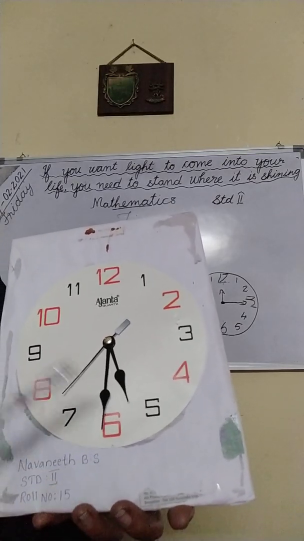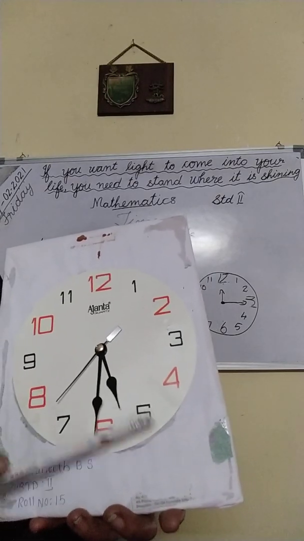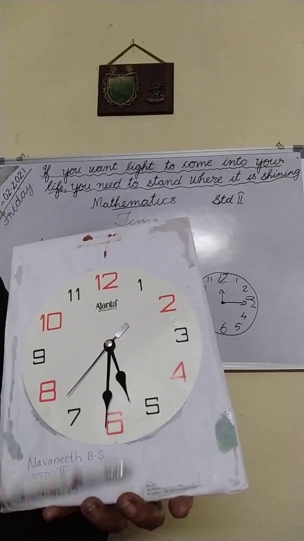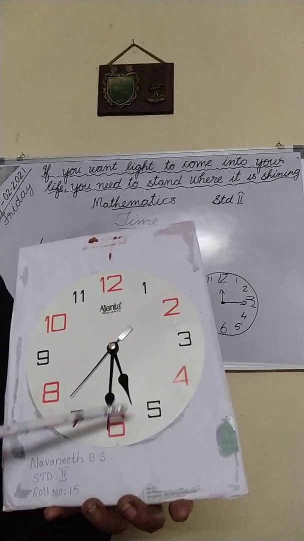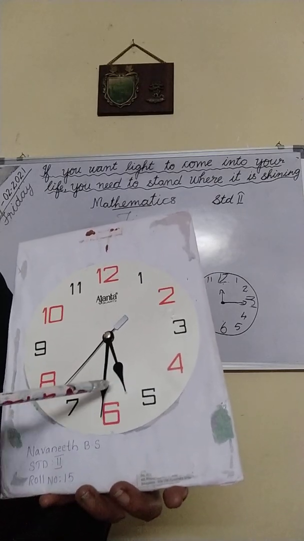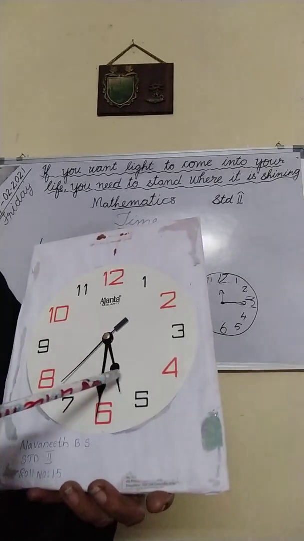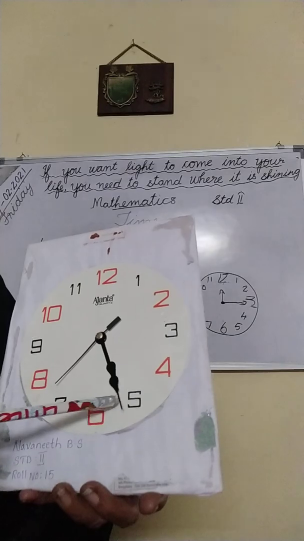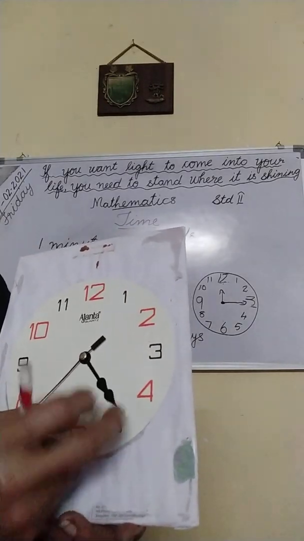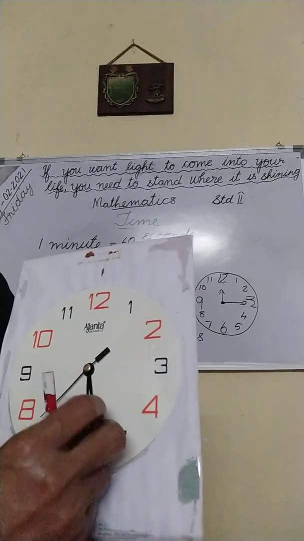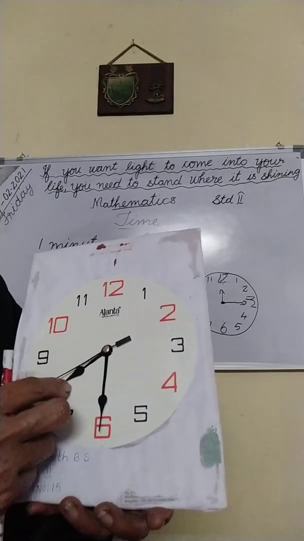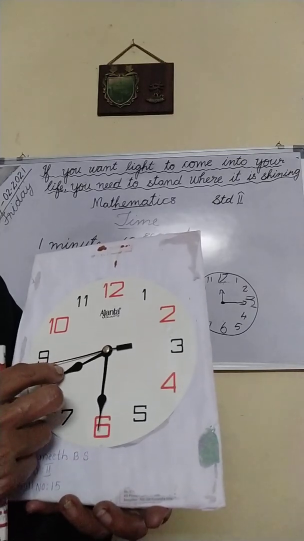Now first learn this. Quarter we already learned. That is quarter past. Now this is half past. So 5:30. Now let the big needle be there, and I'll only move the small needle. Now you must tell me the time. A little stubborn, this is. Okay. Now what is the time?